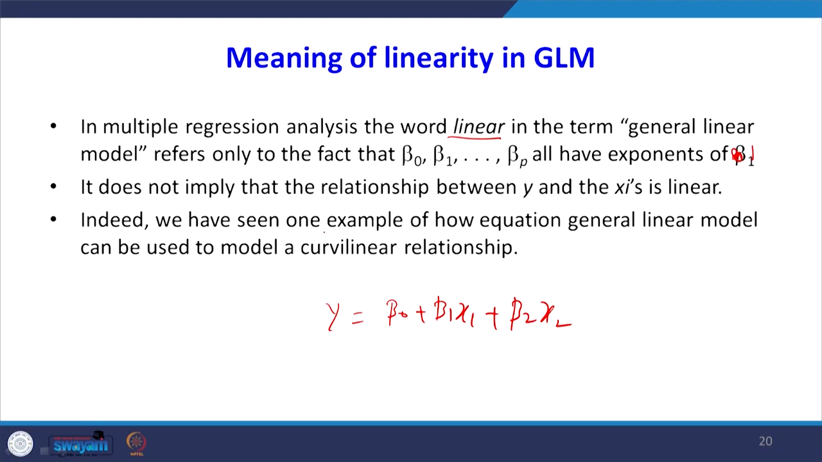Indeed, we have seen one example of how a general linear model can be used to model a curvilinear relationship. Previously we built the model y equals b0 plus b1 x1 plus b2 x1 square. Actually this x1 square is nonlinear, but we call it a linear model because b0, b1 and b2 are linear. Now I will run the Python code for this model which I have explained.